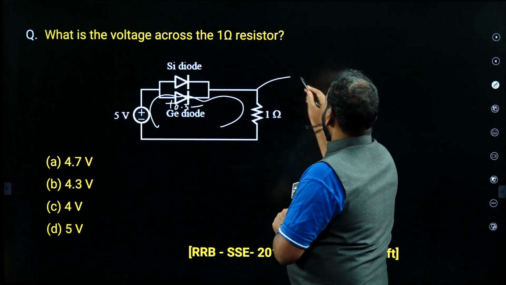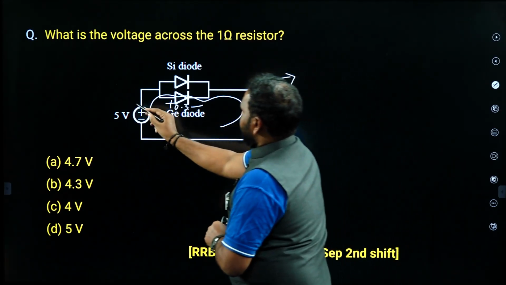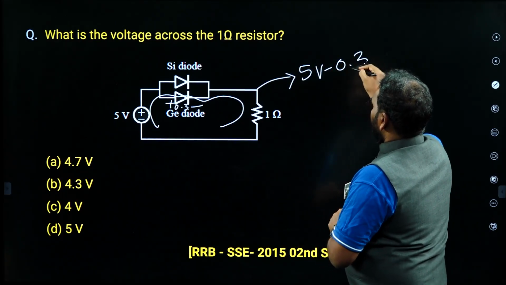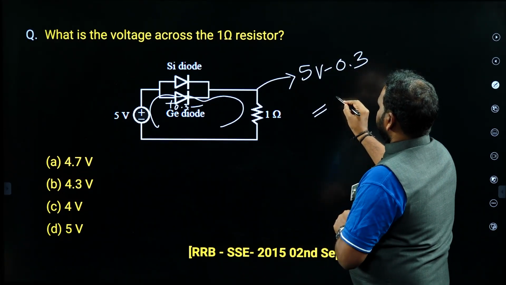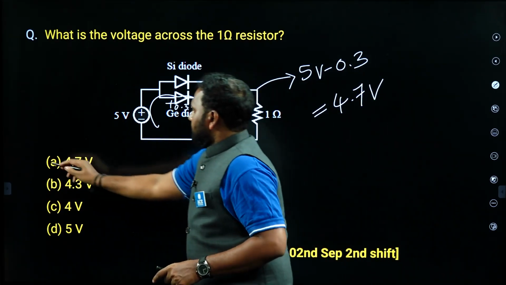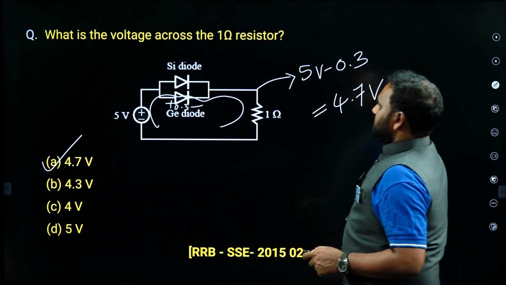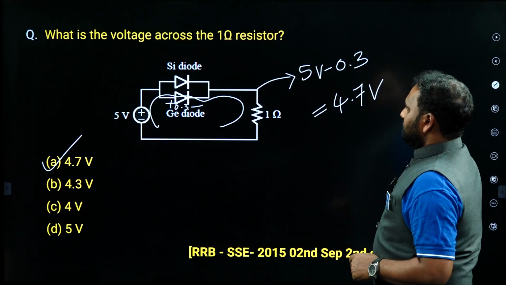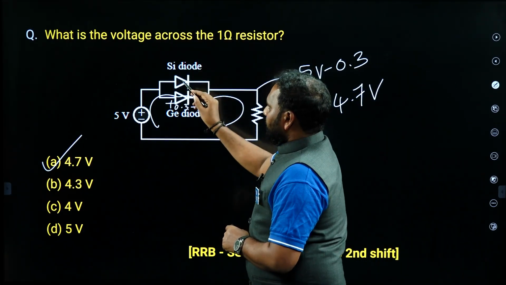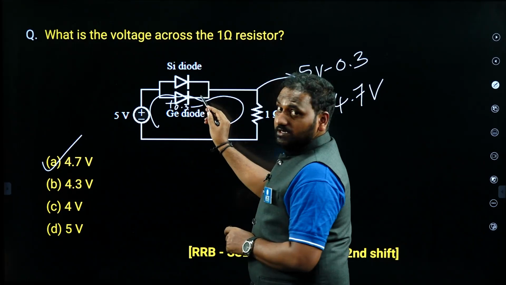Here what will be the voltage? This 5 minus drop, 5 minus 0.3 is equal to 4.7 volts. 5 minus 0.3, 4.7 volts. Germanium conducts, not the silicon, okay. If both are silicon, then 0.7 will be the drop, okay.